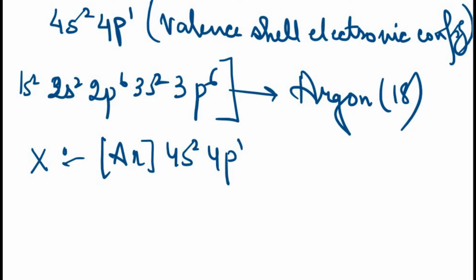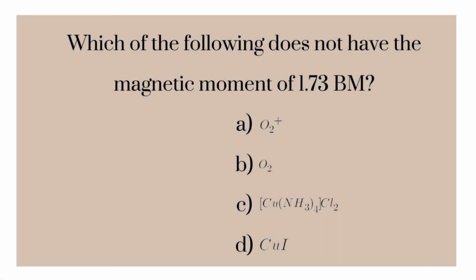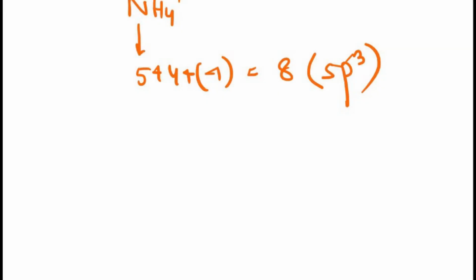It is gallium, right? So let's write it down. So the diagonally next period element in P block would be tin, Sn, which is diagonally next period element. That should be your answer. Okay, if you could identify the element X, then the thing was pretty simple. Which of the following, next question, which of the following does not have the magnetic moment of 1.73 Bohr magneton? Just you have to find out the number of unpaired electrons. If you can do that, then the question is as simple as it can be.